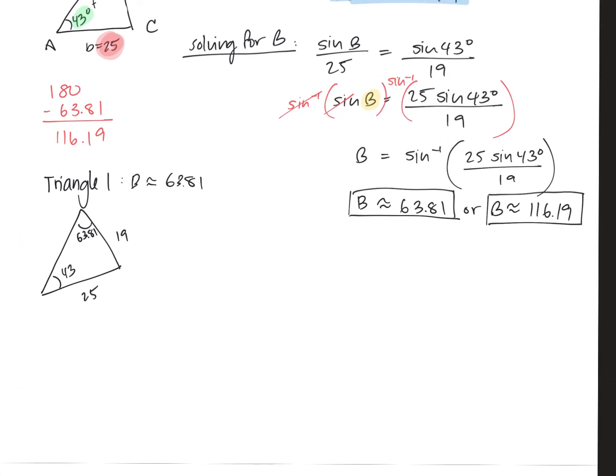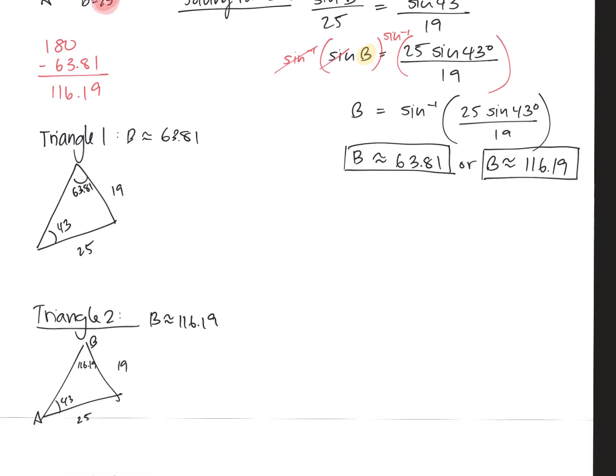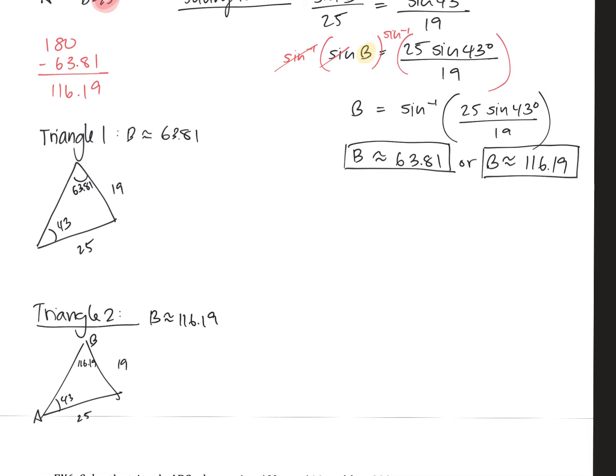Then we have the possibility of something for triangle 2, where B is going to be approximately 116.19. So we have this other triangle here with 116.19 for B, and then 43 for A, sides still are the same there and there. So the only thing remaining now we have for each of these triangles is to find capital C and lowercase c. So let's go ahead and do that.